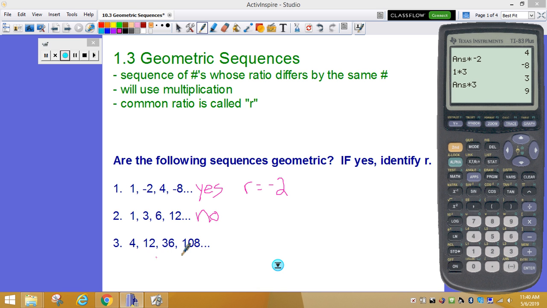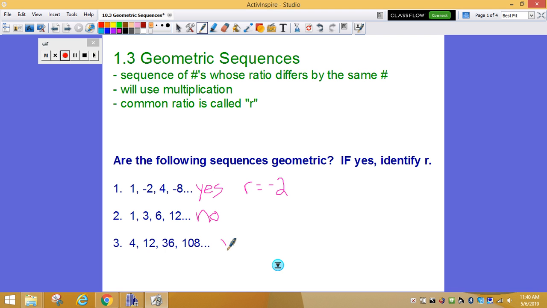All right, let's do this one. How do I get from 4 to 12? I multiply by 3. 4 times 3 is 12. So let's keep multiplying by 3. Times 3, I got 36, which is exactly what they got. Times 3, I got 108, which is exactly what they got. So is it geometric? Yes. And what did I multiply by each time? I multiplied by 3.